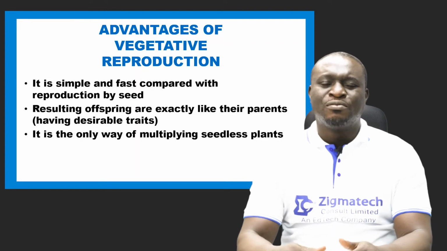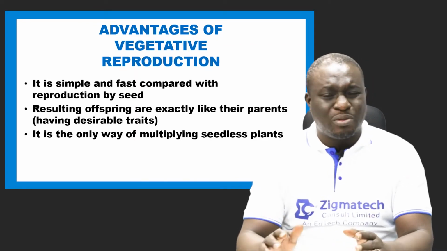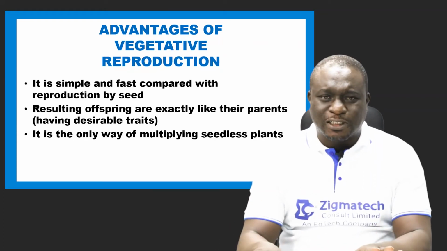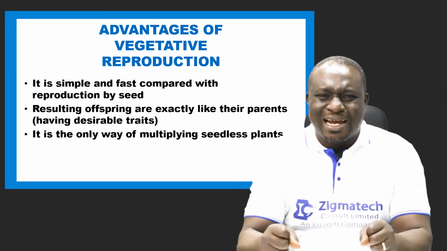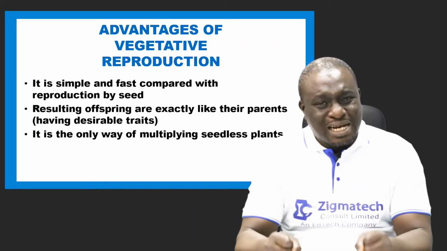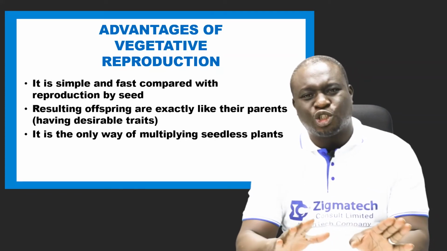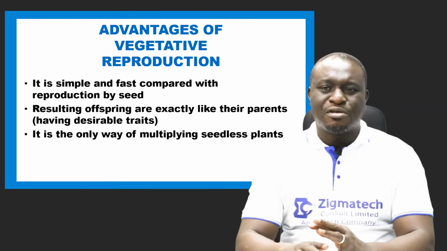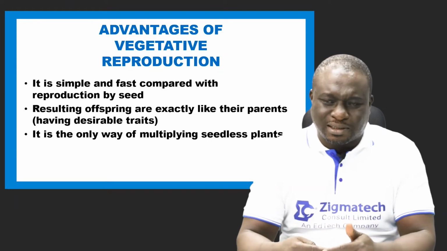Number 2, the resulting offsprings are exactly like their parents. Remember, we said they are clones. So if that particular plant has a desirable trait, that trait will also be transmitted to the resulting offsprings. And number 3, it is the only way of multiplying seedless plants.